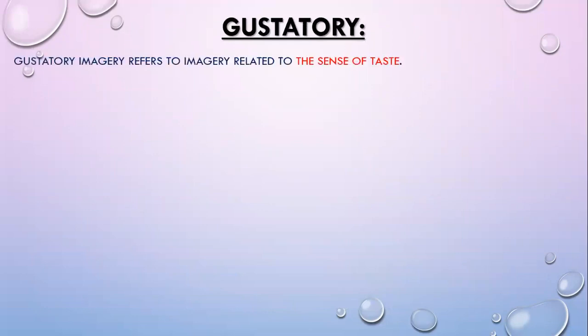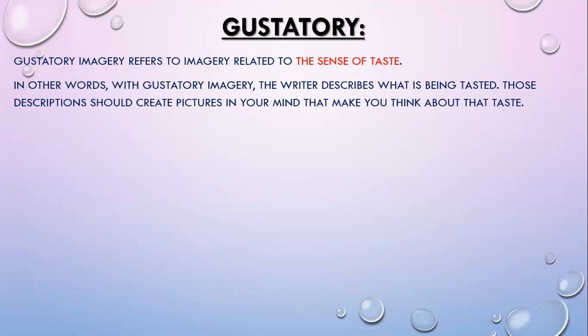Then we have gustatory. When we talk about gustatory imagery, it refers to imagery related to the sense of taste. In other words, with gustatory imagery, the writer describes what is being tasted. Those descriptions should create pictures in your mind that make you think about that taste.